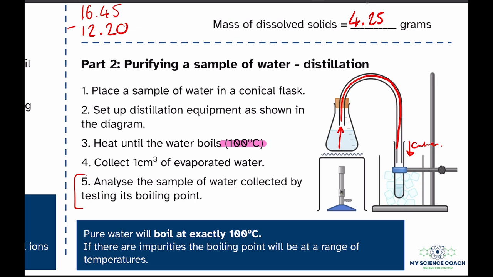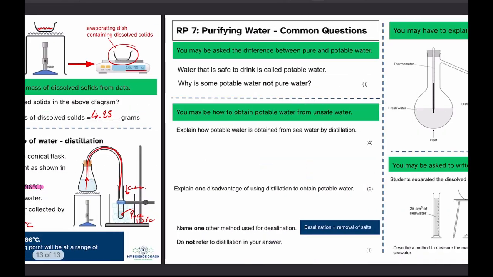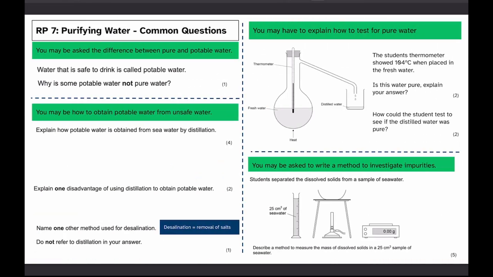Again, it's the same idea. If we collect that water, we boil it with a thermometer in. We might do 3 samples. The boiling point should be exactly 100 degrees Celsius. If it is at a range of boiling points, then you're going to have a problem because you've got something in there that's making it not pure. If you have done this correctly and this is pure, it will boil at exactly 100 degrees Celsius. If not, impurities will cause a range of boiling points. Again, commonly asked. So, last bit before we take a small break.